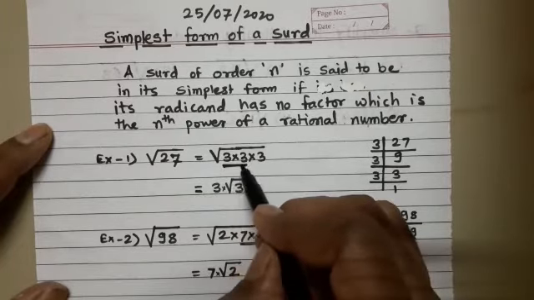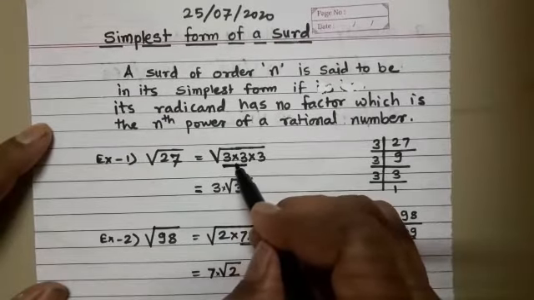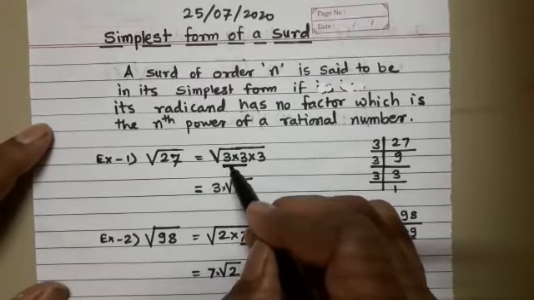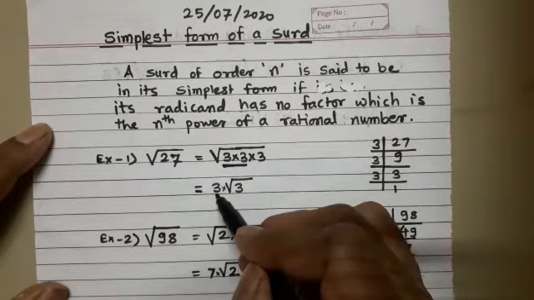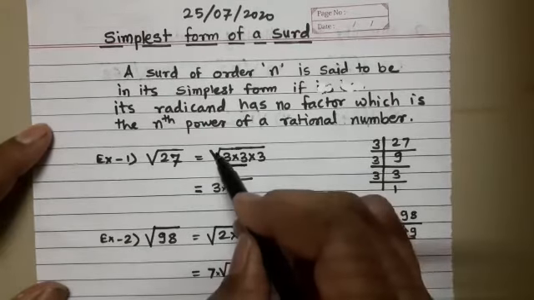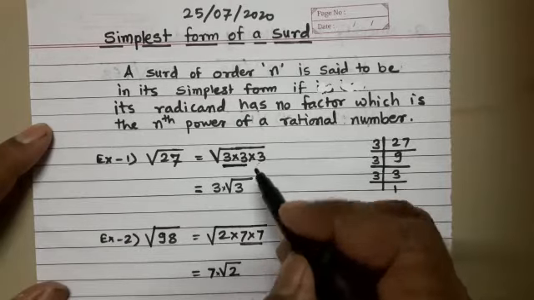I have made the group of these two, and for this group we can take a single outside of the square root. That means this group gets free, and for that group we take a single, and it is outside of the square root in multiplication. But the square root remains with this 3, the remaining 3.